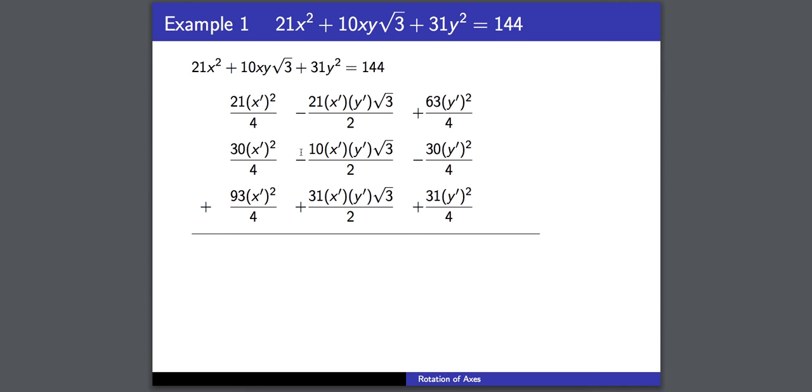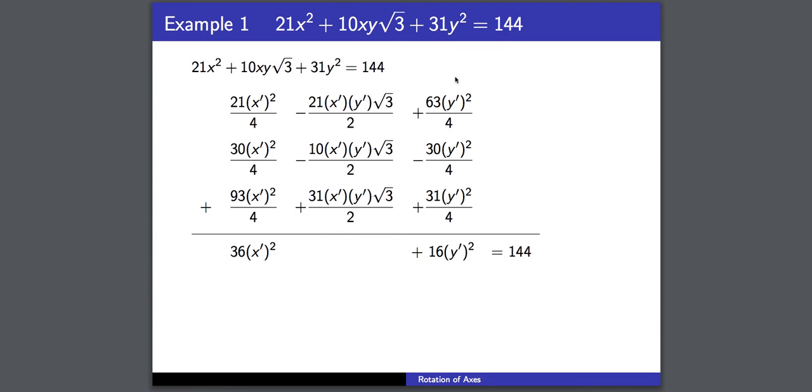But when we add these up, 21 fourths, 30 fourths, 93 fourths, we end up with 144 over 4, which is 36 x prime squared. The negative 21 square root of 3 over 2, negative 10 square root of 3 over 2, and 31 square root of 3 over 2, these middle terms disappear completely. So notice now that we do not have any x prime y prime terms. We've eliminated that x prime y prime term.